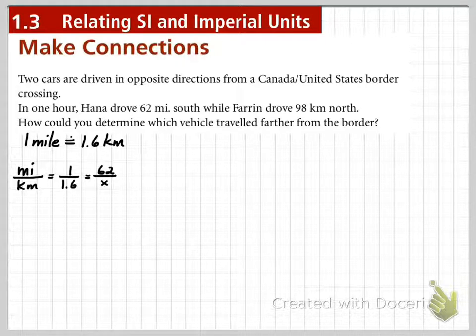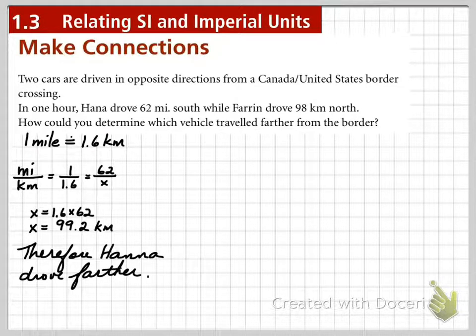Now, to solve this ratio, or proportion, we're going to cross-multiply. 1 times x, top times bottom one way, has to equal top times bottom the other way. 1 times x is x, and that's got to equal 1.6 times 62. And if you multiply that out, you're going to get 99.2 kilometers. Therefore, Hannah drove farther, because 99.2 kilometers is obviously further than Farron, who only went 98 kilometers.